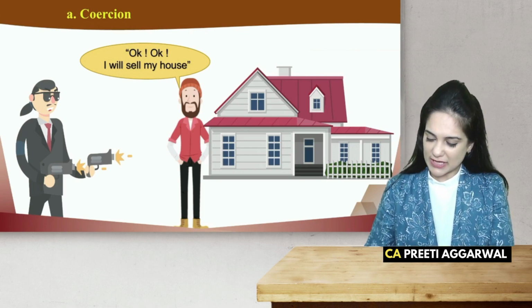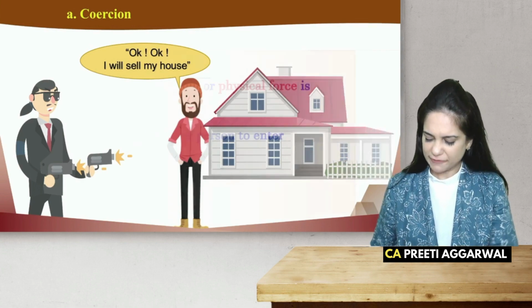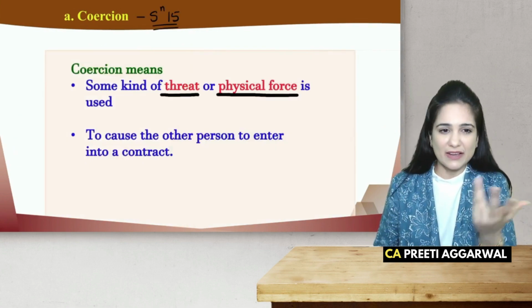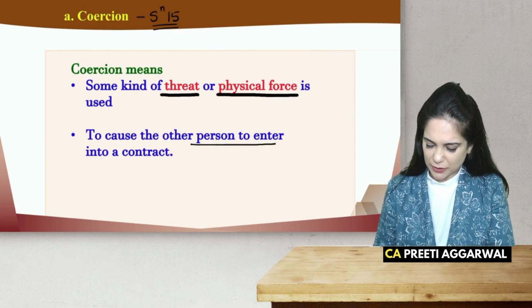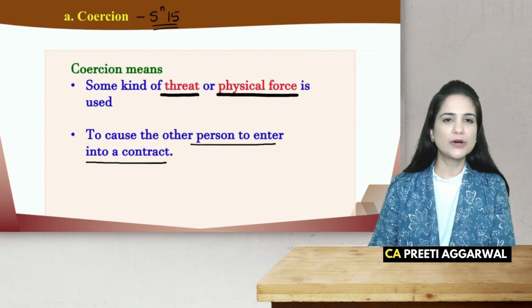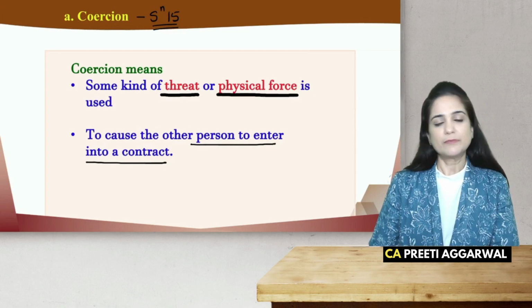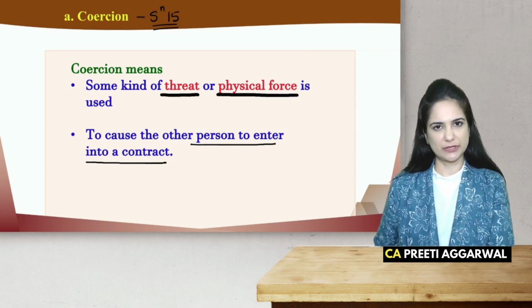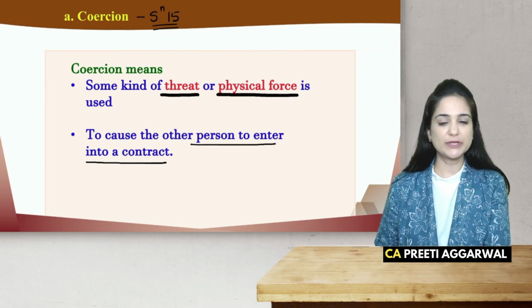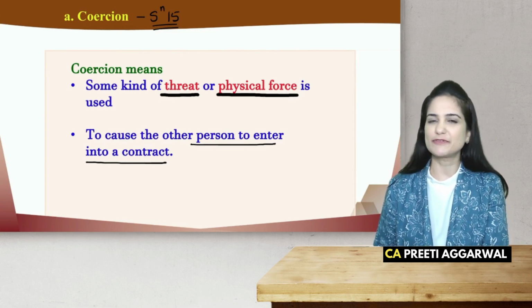No. We are using threat or some kind of physical force. Why? To cause the other person to enter into contract. This is nothing but coercion. Consent is not free. It's not a valid contract. Please pause the video, write down the meaning of coercion. We are going to take down notes for all the essential elements of a valid contract.